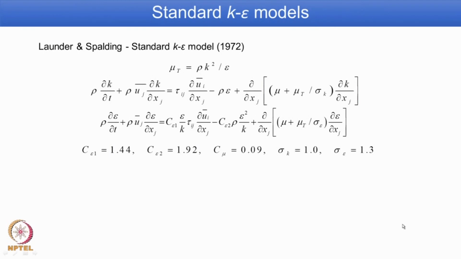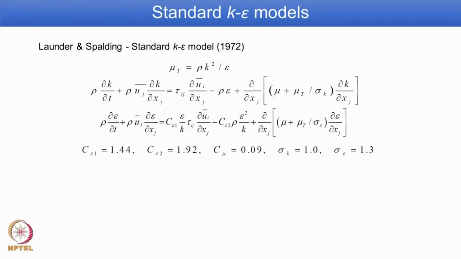So, we have mainly two basic turbulence models, that is what is known as the standard K epsilon model and the standard K omega model. The standard K epsilon model was proposed by Launder and Spalding in 1972. In this, the basic equations are the equation for turbulent kinetic energy K and the equation for dissipation rate epsilon, and mu t, the turbulent viscosity, is related to K and epsilon as shown here, rho K squared over epsilon.